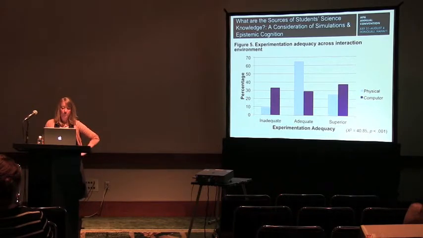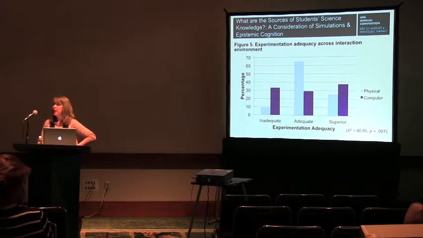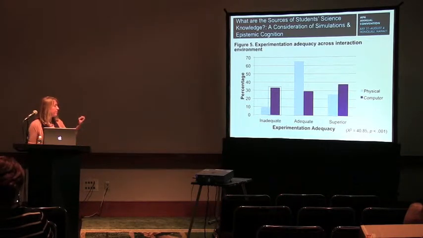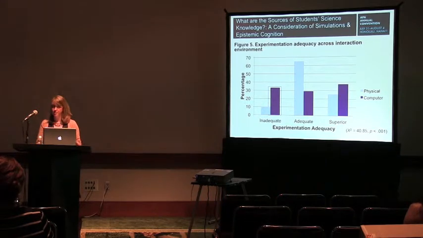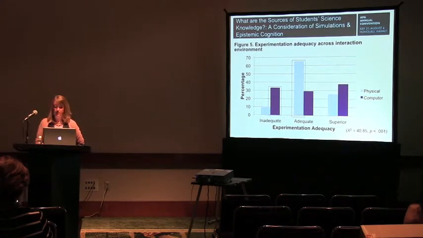Let's see how much time. I'll go ahead and show you a little bit more of the data and break it up in some different ways. Experimentation adequacy across interaction environment was the next place for me to look. What's actually happening when kids are conducting experiments on a computer and hands-on? What we see here is that the inadequate experiment was much more likely for the computer-based experiment. So when they were playing on a computer, their experiments were not as neat and tidy. They were also much more likely to perform adequate experiments in the physical experiment.